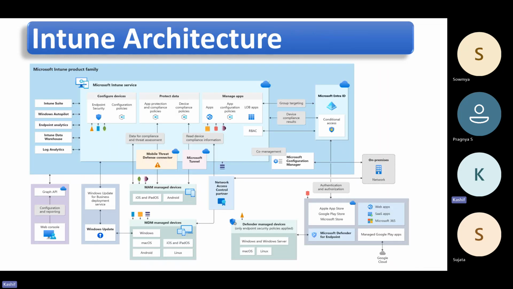Now this is the Intune architecture. When you create your account, you get web console access, and from there you do configuration and reporting. Graph API is a communication bridge between you and Intune services in the backend. Graph API will take all the information, whatever configuration you would like to do, and it will pass it on to Intune services in the backend. And then it will configure devices, protect data, and manage applications based on your requirement.